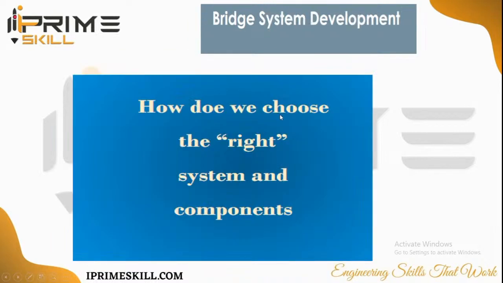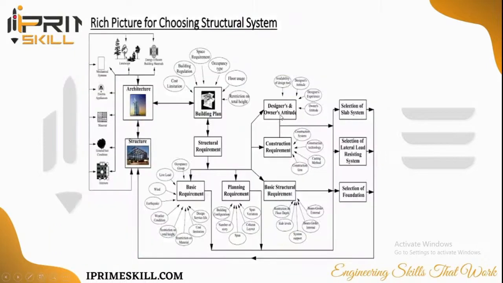How do we choose the right system and component? A lot of things are involved. The plan, the construction requirement, and the structural requirement we have to consider. For designers, it's not only the structural purpose, but aesthetics should also be there. In different countries, people look for a creative, innovative shape. Based on the slab system, lateral load resisting system, and foundation, all these things are considered to select the proper structural system.